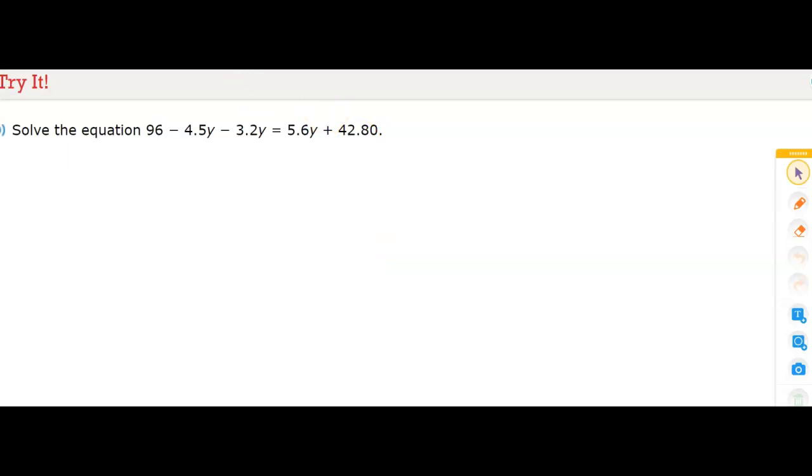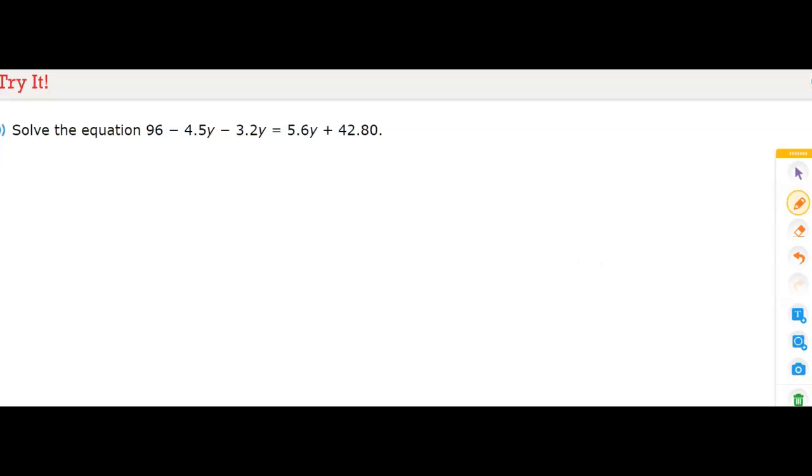Solve the equation 96 minus 4 and 5/10 y minus 3 and 2/10 y is equal to 5 and 6/10 y plus $42.80. So I said money, but that wasn't necessarily what it was. Let's go ahead and solve.